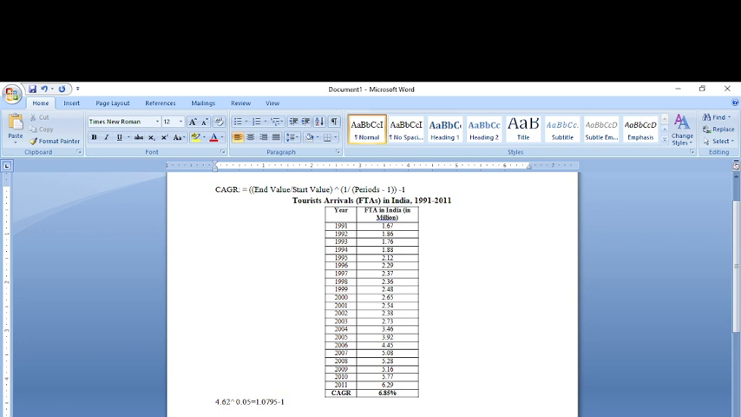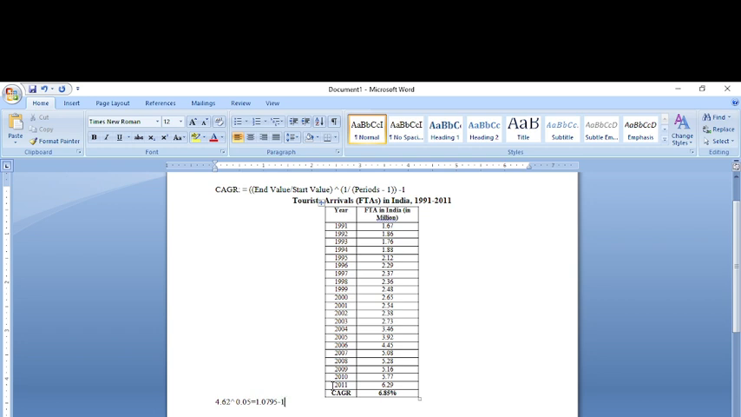Sometimes we have secondary data with us. For example, in this video, I've taken the data for 20 to 21 years of CAGR for the tourists' arrival in India, and the data is from 91 to 2011. So in this case, I've taken this data and I do not know what to do besides doing descriptive. So I would simply go in for a percentage change.